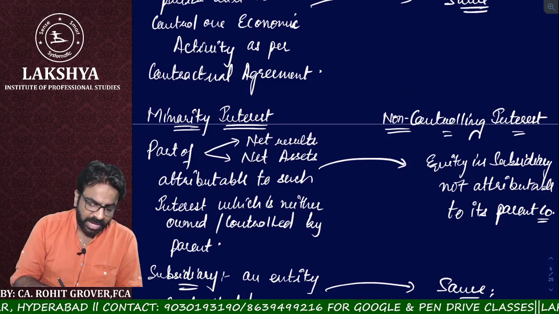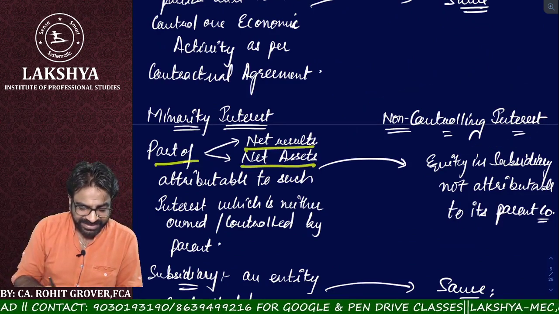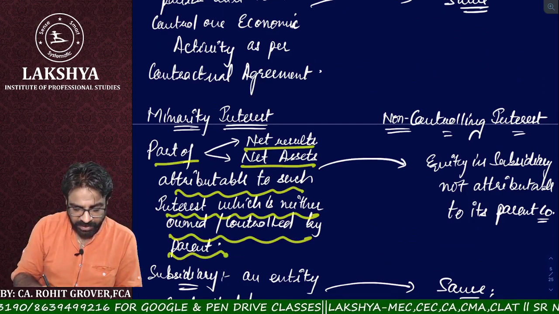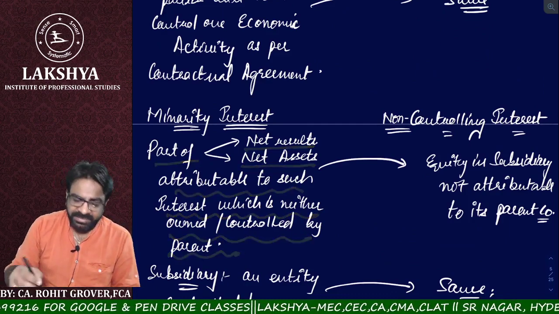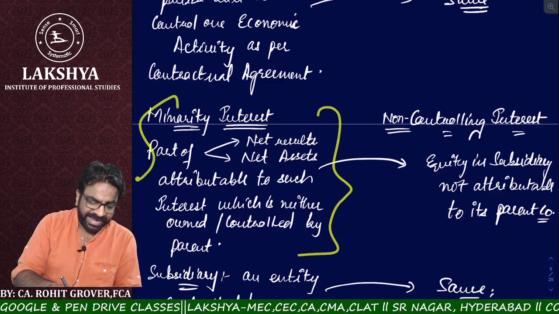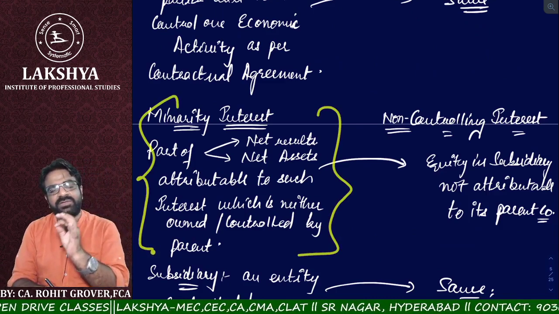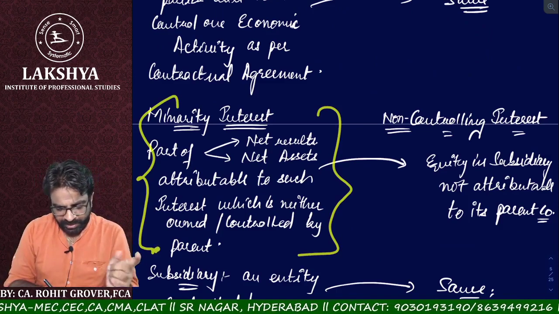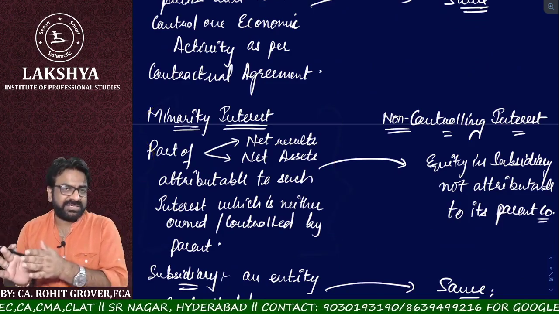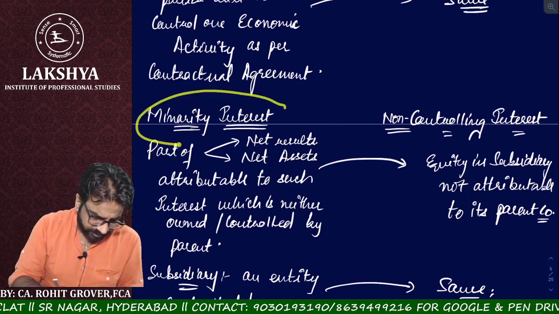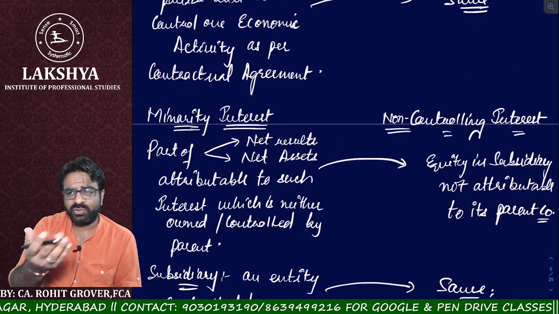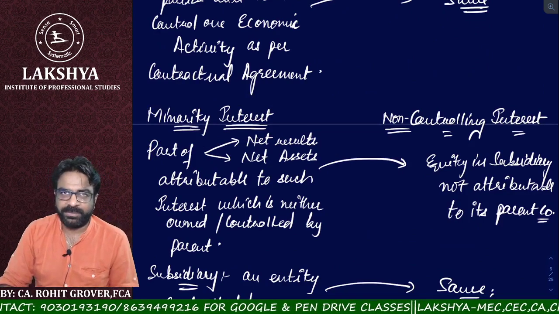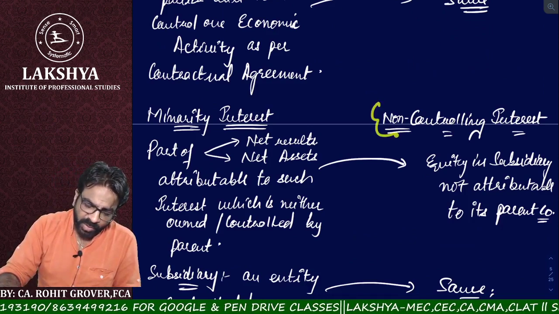Now, what is the definition? A part of net results and net assets which are attributable to such interest which is neither owned nor controlled by a parent. Are you getting the point? That part of the subsidiary, that paid up share capital or that interest of the subsidiary which is neither owned nor controlled by the holding company, their net assets and net results part is known as minority interest. You have the same definition of minority interest and non-controlling interest when you reach your FR paper, financial reporting. Now, what do you mean by non-controlling interest?